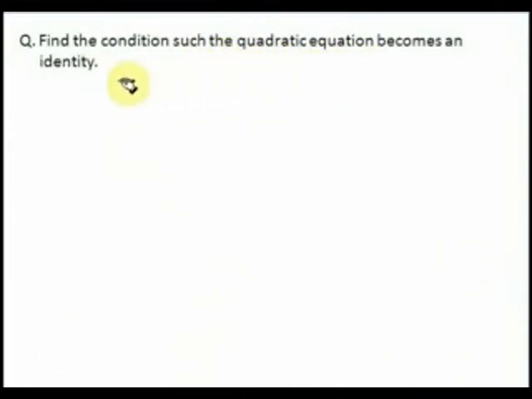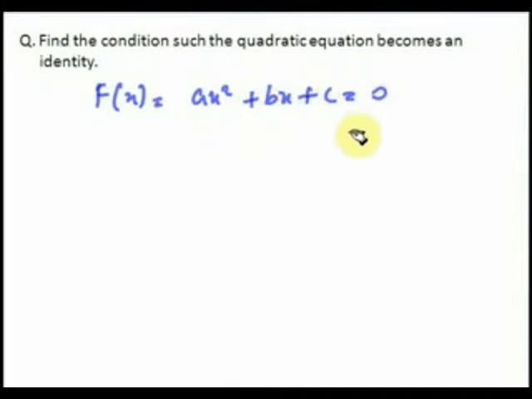Find the condition such that the quadratic equation becomes an identity. Given the quadratic equation, f of x is equal to x square plus bx plus c is equal to 0. This is the quadratic equation. We have to find the condition that this equation holds true for every value of x. If we substitute any value of x, we'll get the solution.